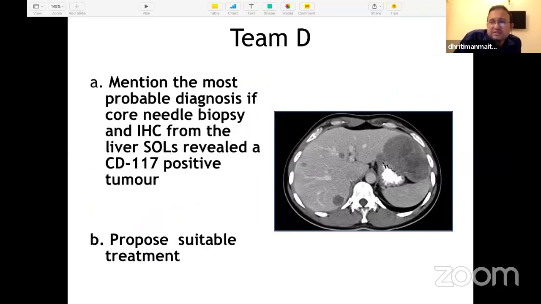So this is a CT scan showing an exophytic tumor arising from the stomach, and there's no plane between the stomach and liver. And it is CD 117 positive. Anyone wants to answer this? This is quite easy. GIST. And there are metastases in the liver, so propose suitable treatment. Imatinib. Very good. This is also an easy question.